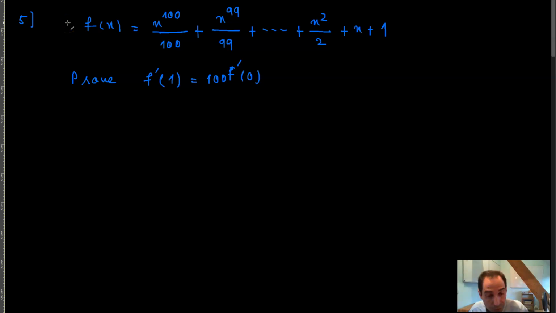Okay, so now about question number 5. We have f of x is equal to x raised to the power 100 over 100 plus x raised to the power 99 over 99, all the way up to x squared by 2 plus x plus 1. And you want to prove that f prime of 1 is equal to 100 times f prime of 0. And I think f prime of 0 becomes 1, and f prime of 1 is equal to, now we will see how that goes.